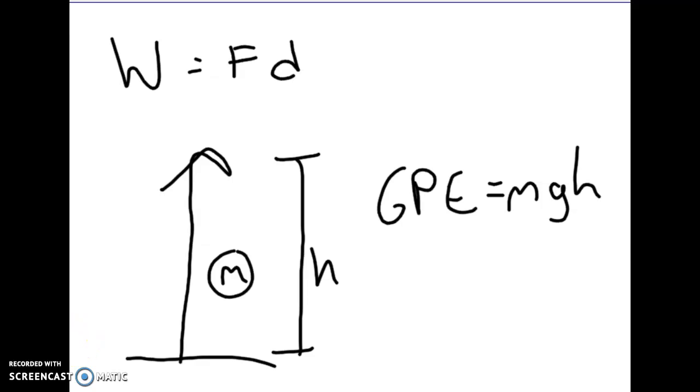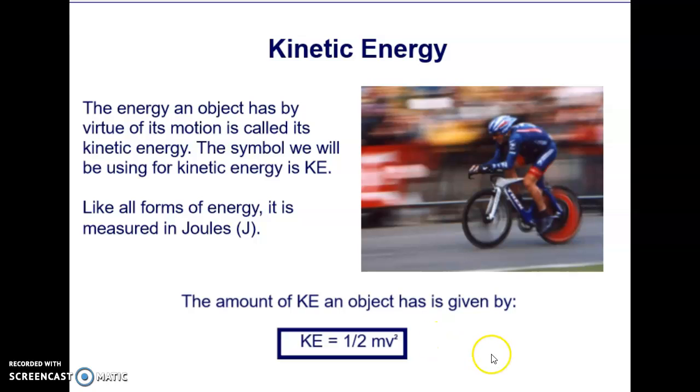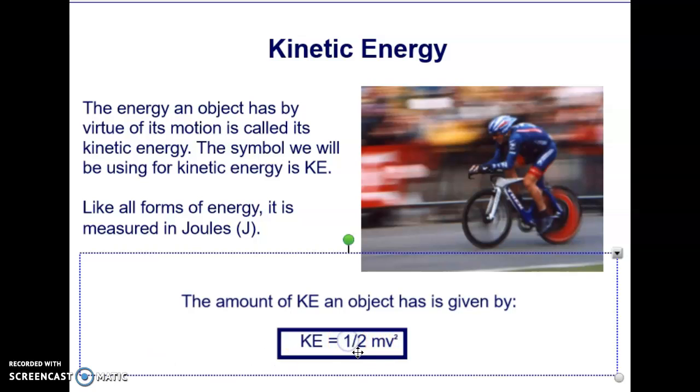The next type of energy is called kinetic energy. Kinetic energy is known as the energy of motion. Any object that has mass and is moving will have kinetic energy. Kinetic energy is measured in joules, just like any other form of energy. It's calculated by KE is equal to 1/2 m, the mass of the object, times its velocity squared.